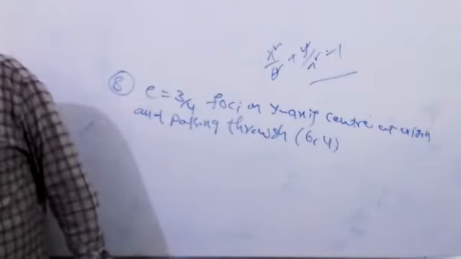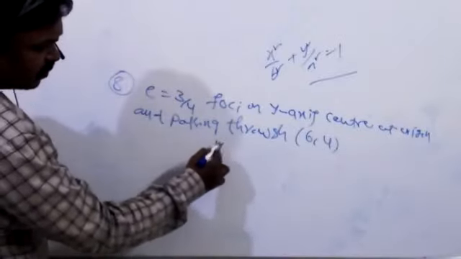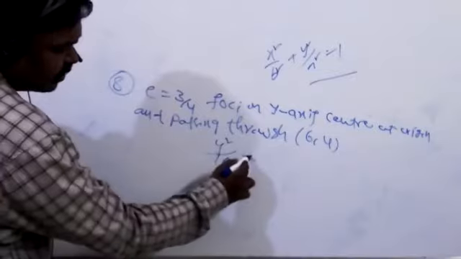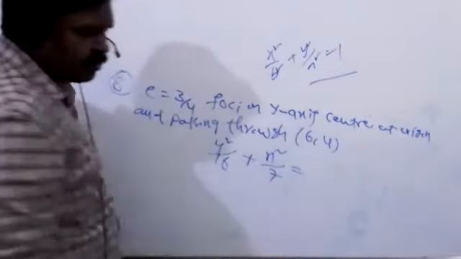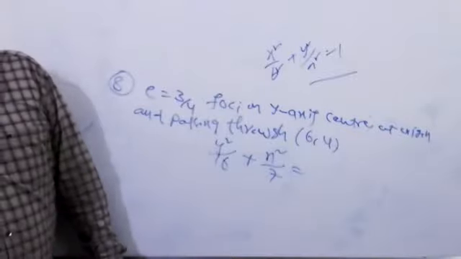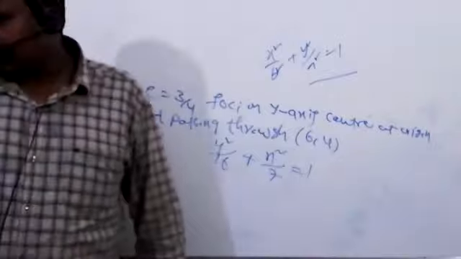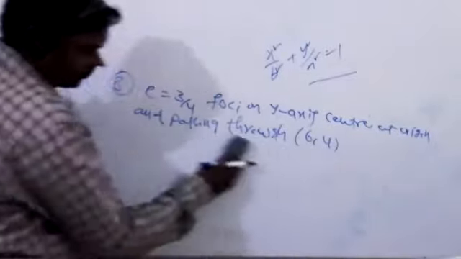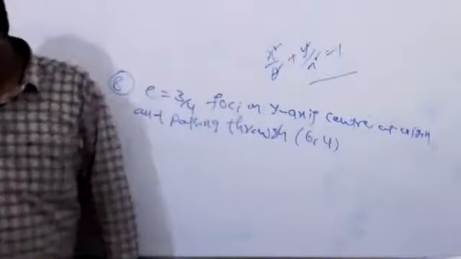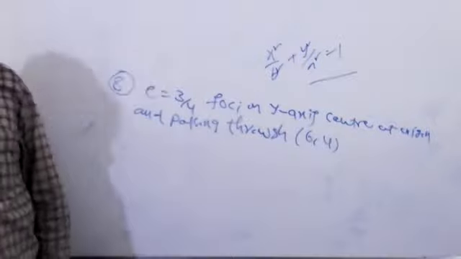Y square by 16 plus x square by 7 is equal to 1. Wrong. These types of problems are important at board level.